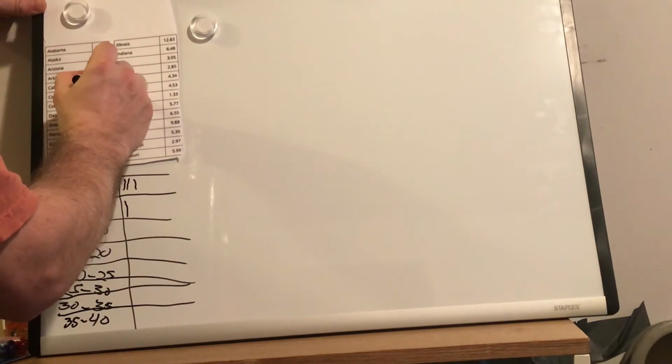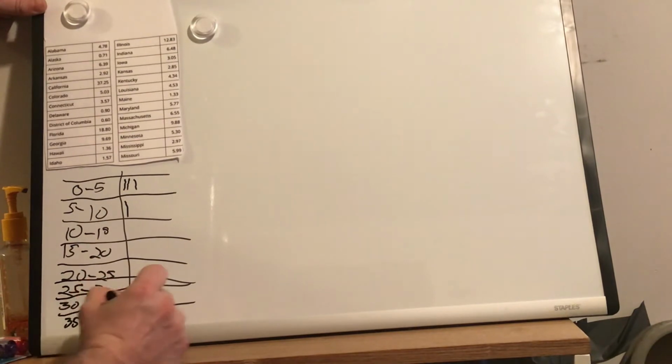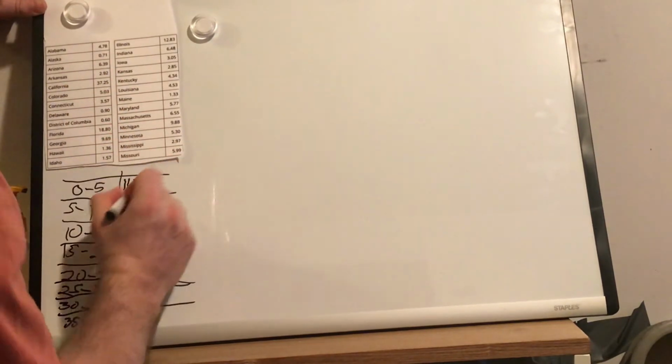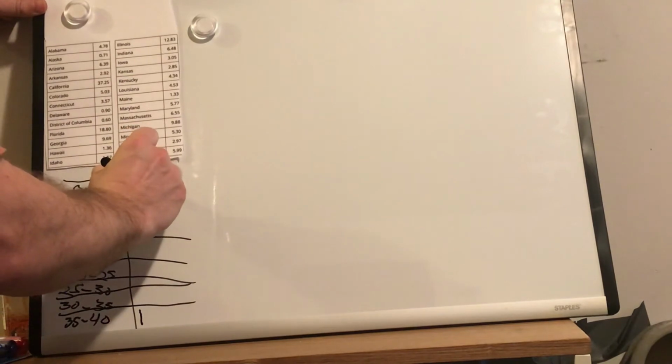California, 37.25. California is big. California is all the way up here between 35 and 40. 1. Colorado, 5.03. That's bigger than 5, smaller than 10. That goes here. Connecticut, 3.57. 3.57 is between 0 and 5. That goes here.